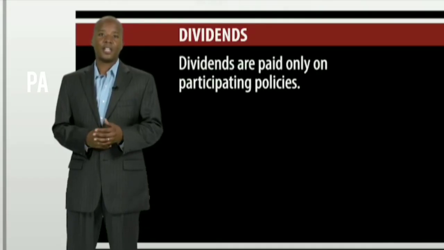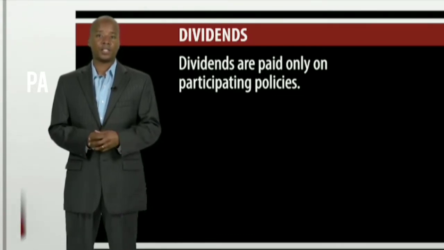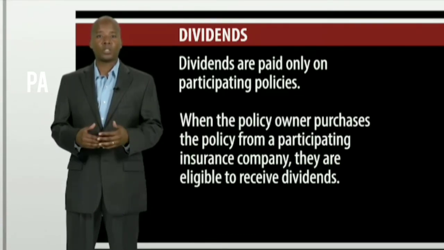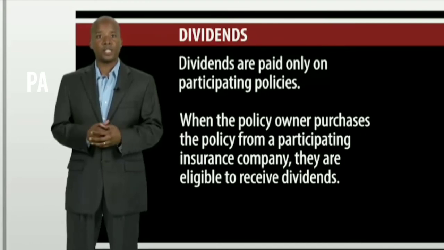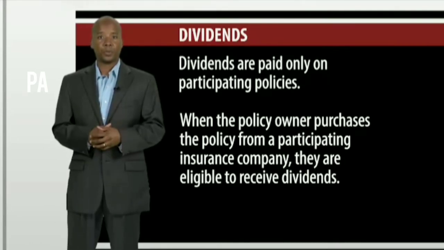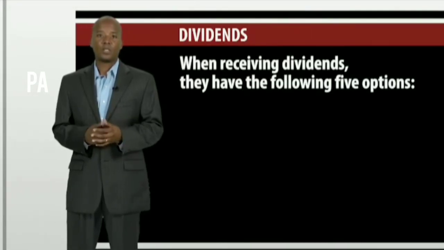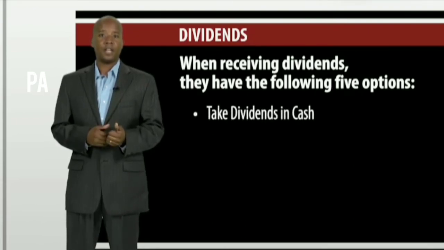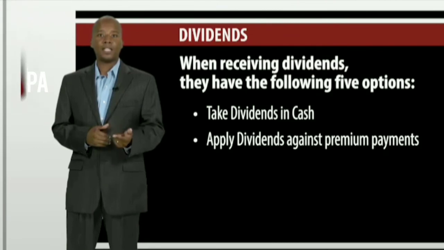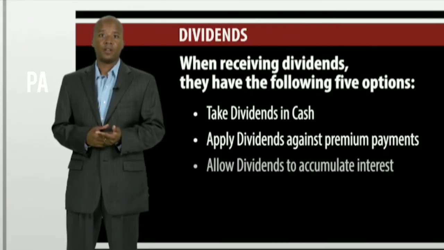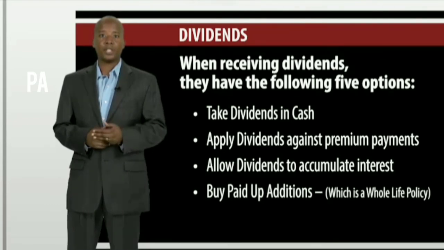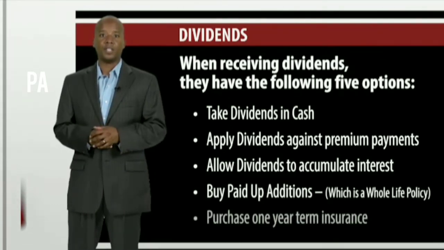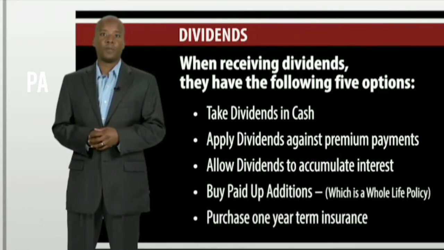Dividends. Dividends are paid only on participating policies. When the policy owner purchases the policy from a participating insurance company, they are eligible to receive dividends. When receiving dividends, they have the following 5 options. Take dividends in cash, apply dividends against premium payments, allow dividends to accumulate interest, buy paid up additions, which is a whole life policy, and purchase 1-year term insurance.